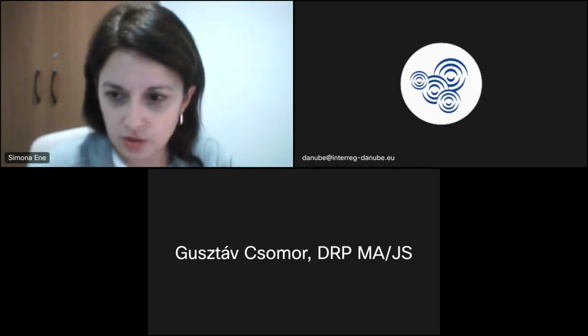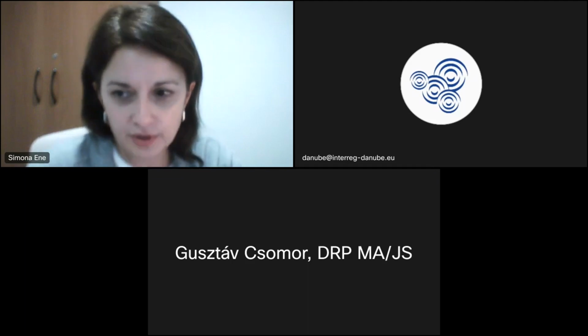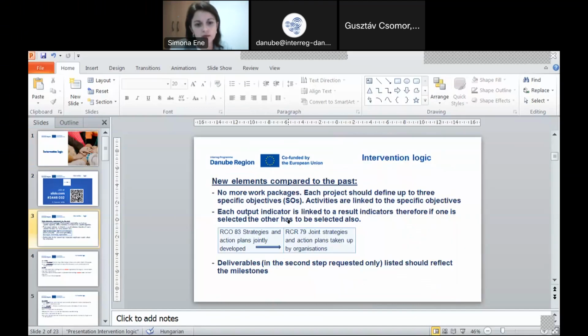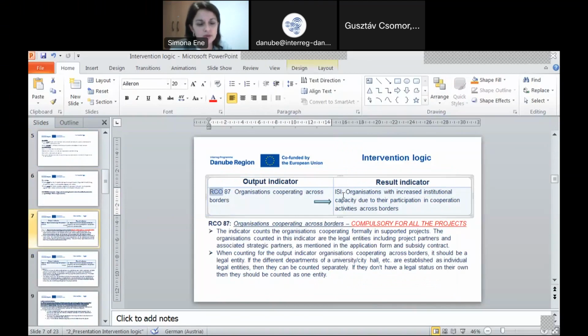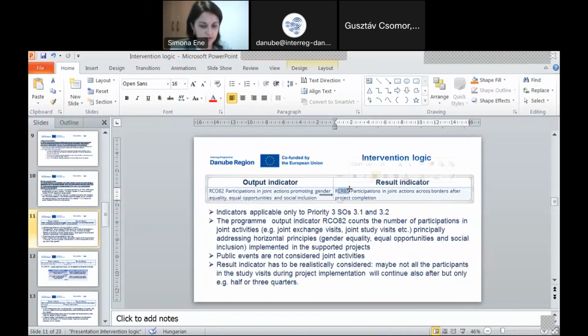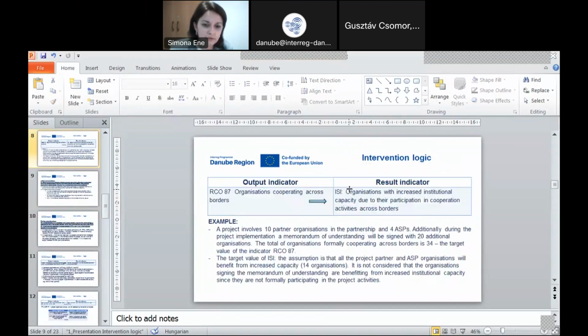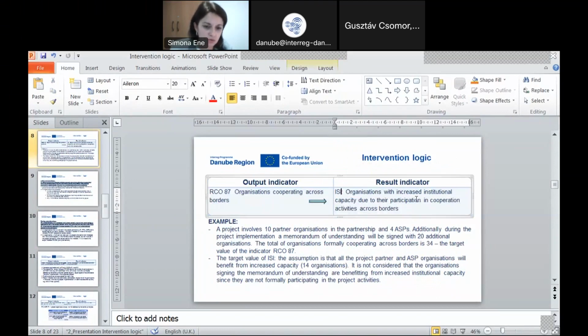and show you again. So in the program, we have output indicators, which now are marked with the RCO, and we have result indicators, which are from the regulation, and these are marked with RCR. So this is the result indicator. And we have this result indicator, ICI, which is organizations with increased institutional capacity. These are the names that are given in the regulation, and it's taken from the regulation.